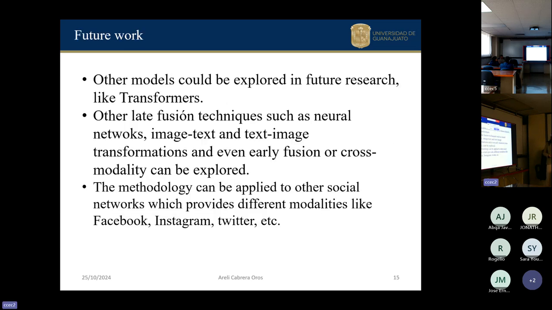For future work, we want to work with transformers for the text representation, working as a classifier, and we can try other fusion techniques like early fusion or maybe cross-modality. Also, we believe that this methodology can be applied to other social networks like Facebook or Instagram, and maybe work with other modalities like audio or video.